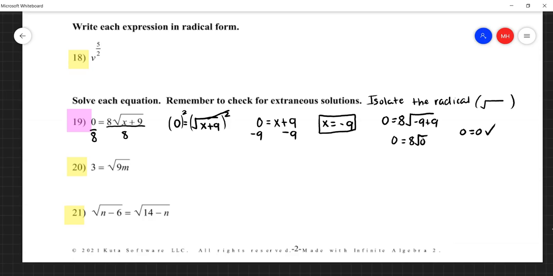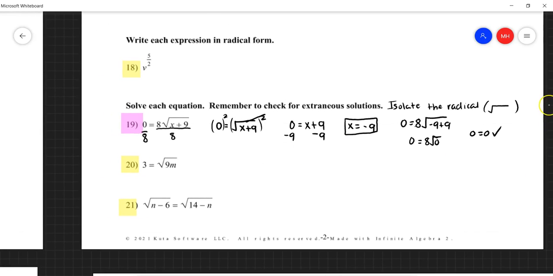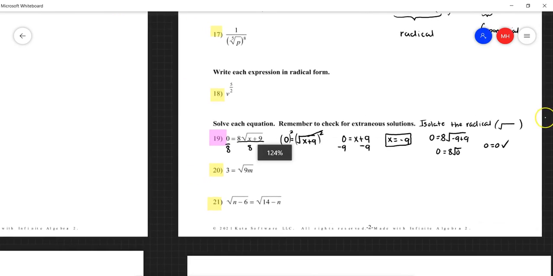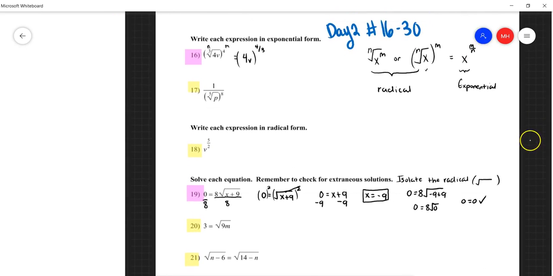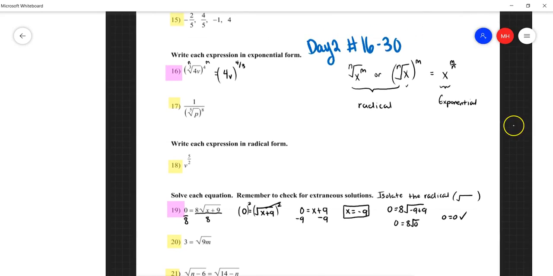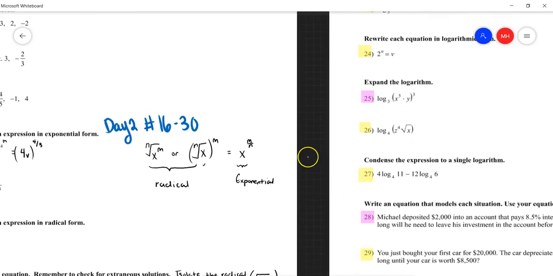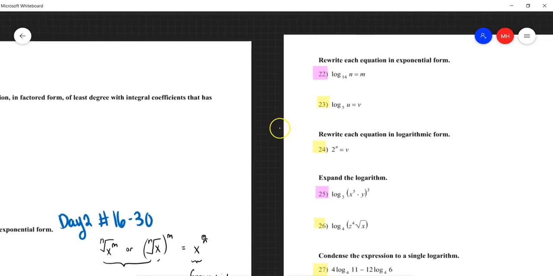So step 1, isolate the radical. Yes, you can have a radical on both sides of the equation. Just make sure one of the radicals has been isolated. So from these two sections, you have 20 and 21, 17 and 18 to complete. Let's go to the next section.